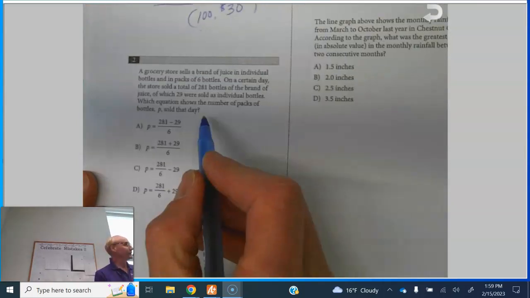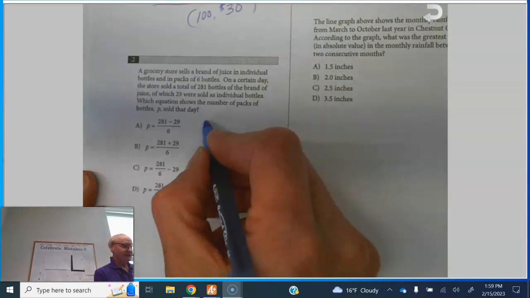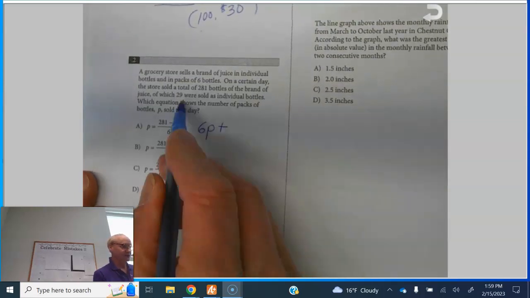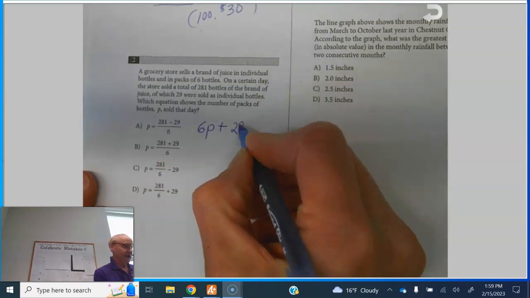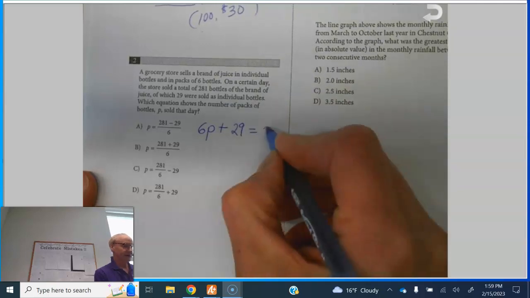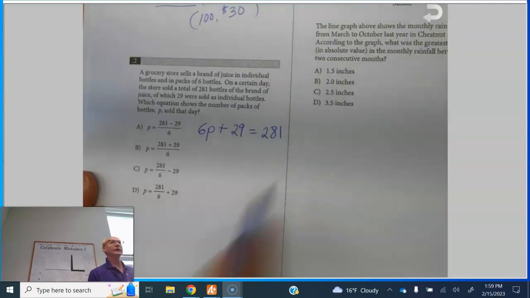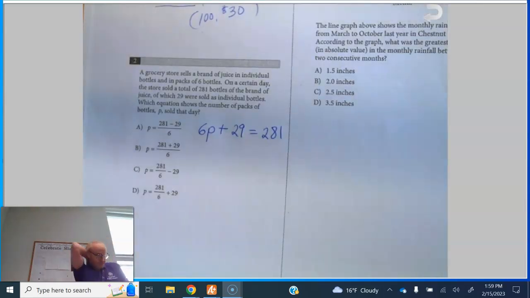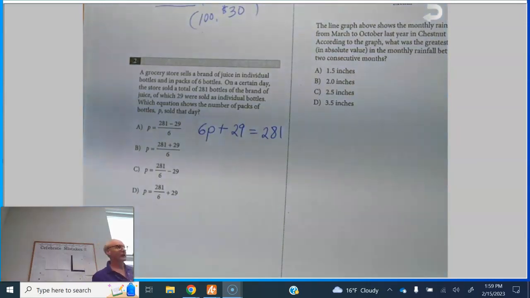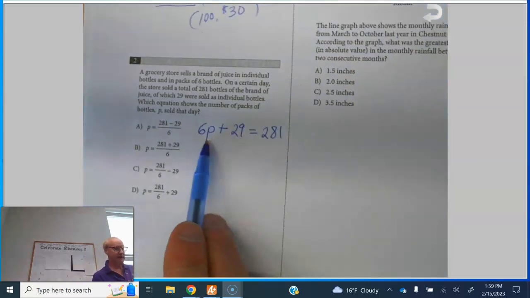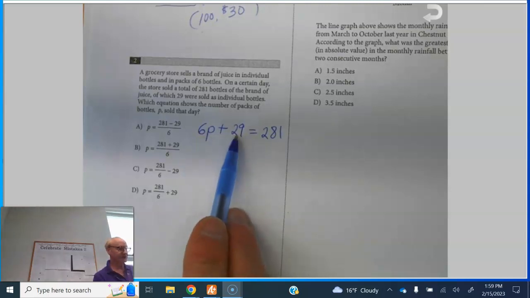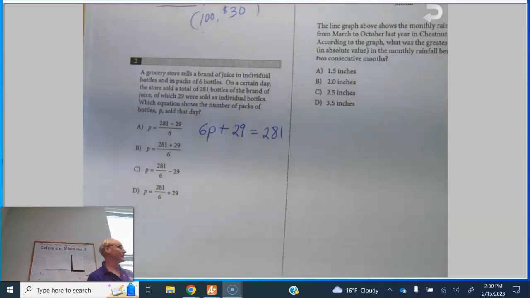Hopefully you wrote the equation for number 2. We have 6 packs of juice and individual juices. There were 29 sold, and they sold a total of 281. If you didn't write that equation, go ahead and write the equation for me and solve it. So the juice comes in packs of 6, and then they sold 29 individual ones, and they had 281 total.